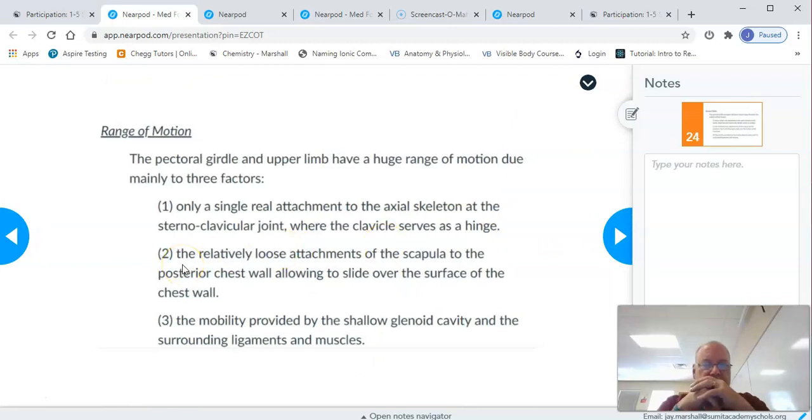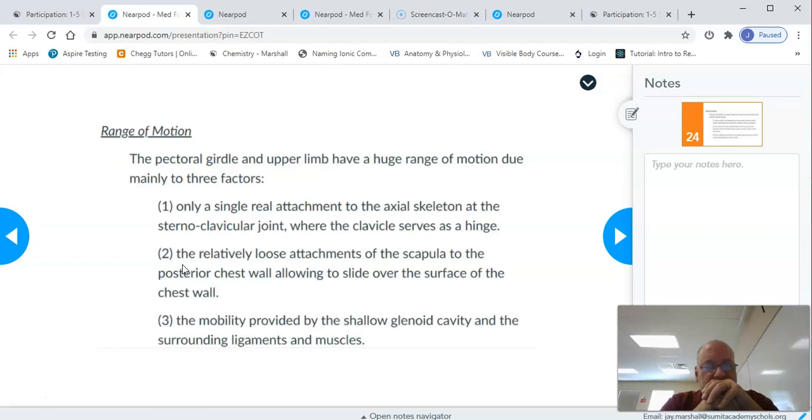Okay, so the last thing to consider then is the range of motion of the pectoral girdle and the upper limb. The pectoral girdle and the upper limb have a huge range of motion. There are a lot of motions that you can complete with the arm and the pectoral girdle that you can't even begin to think of completing with the pelvic girdle. And the range of motion is due to three factors.